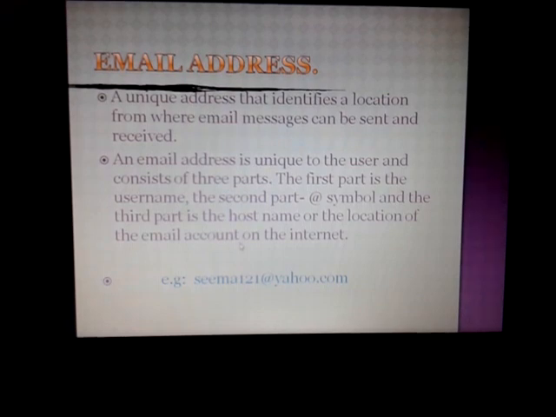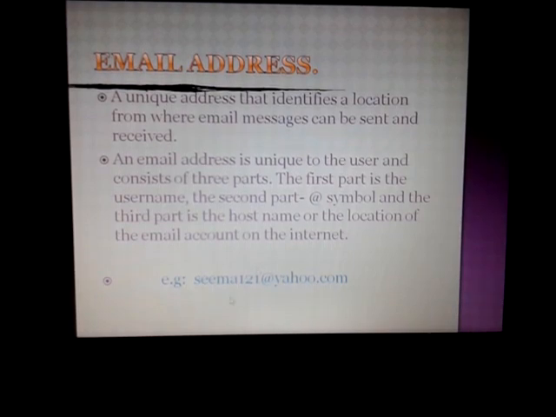Email address 3 parts का बना होता है. The first part username, आपका नाम, कोई भी नाम, अपना नाम या किसी का भी नाम दे सकते हो. Second part is @ symbol and the third part is host name या location of the email account on the internet. Is the location where is your email account. Is that in Yahoo, Gmail or Google, Rediff Mail, etc.